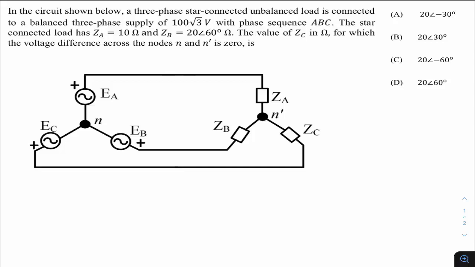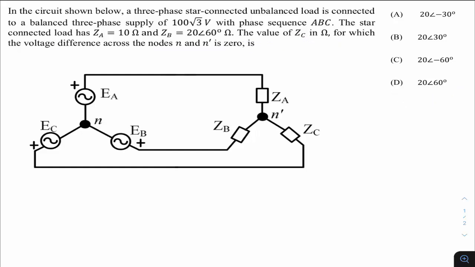This question was asked in GATE 2022 of electrical. This is from network subjects or power systems, you may say, based on the three-phase circuit. The question is, in the circuit shown below, a three-phase star-connected unbalanced load is connected to a balanced three-phase supply of 100 root 3 with phase sequence ABC. The star-connected load has ZA equals 10 ohms, ZB is 20 at an angle 60 ohms. The value of ZC in ohm for which the voltage difference across node N and N dash is 0 is. These are the options we have, right?